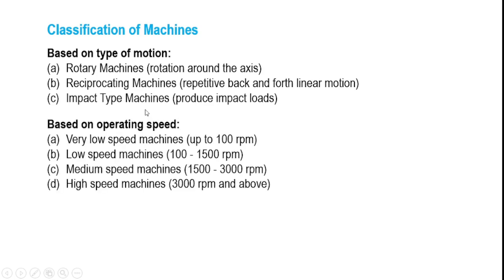Now, the next one is the classification of machines based on the operating speed. So here we have very low speed machines, for example, a machine of up to 100 RPM. Then we have low speed machines, that is from 100 to 1500 RPM. Then we have medium speed machines, 1500 to 3000 RPM, and high speed machines, 3000 RPM and above.